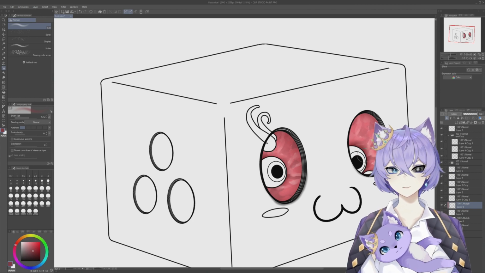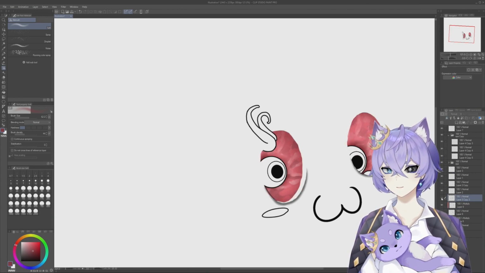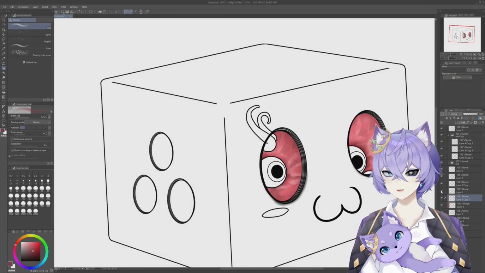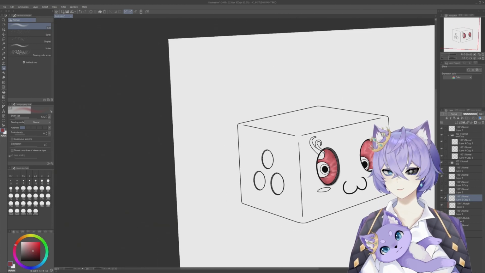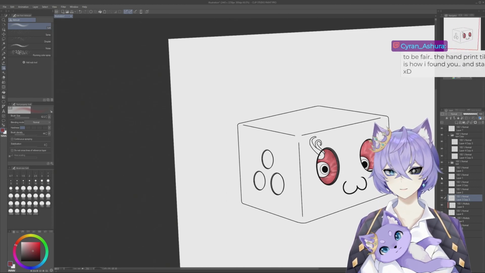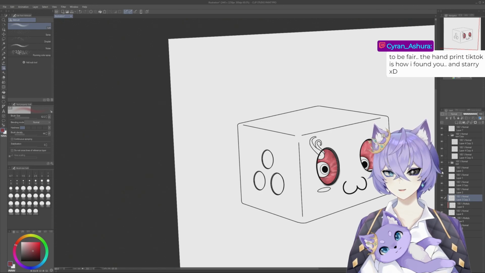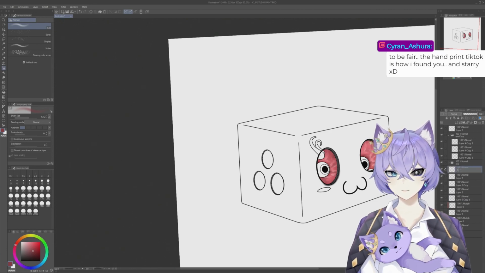That was a good stretch. Okay. What do I need to combine? What are these layers? That's the uwu, that's the eyes, that's the tentacles.